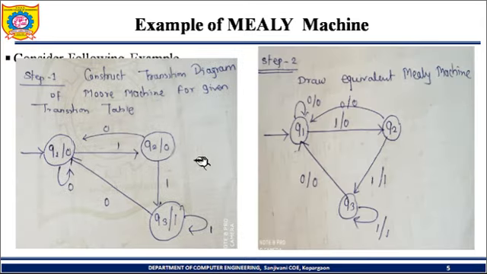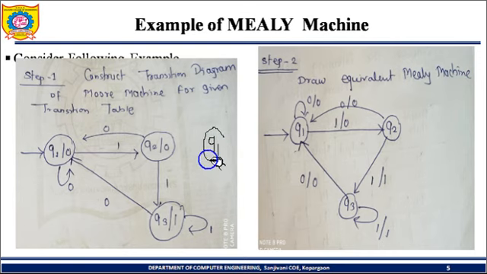Now the next step is, with the help of this transition diagram of the Moore machine, we want to construct the equivalent transition diagram of the Mealy machine. Now how to construct it? For this, first of all you need to draw the states as they are. There are three states, where Q1 is the initial state, so I will draw Q1 as it is, with no output in the state.